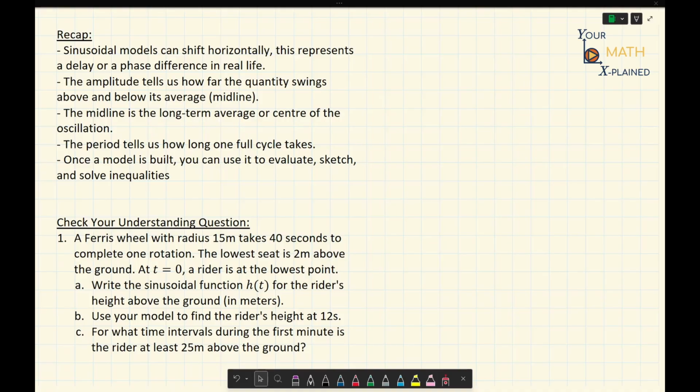And now it is your turn to give this a try. Can you find the solution to this problem on the screen here? Make sure to leave your answer in the comments below, and let us know if you'd like to see more content on applications of trig in the future.